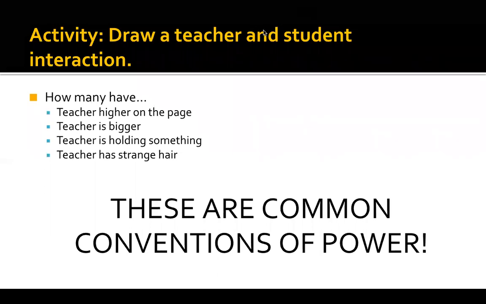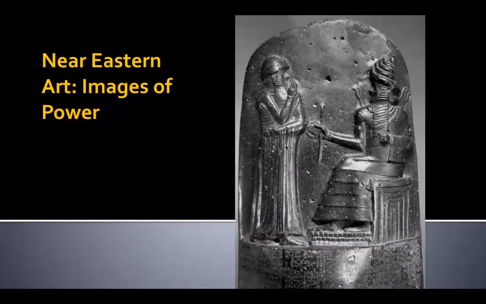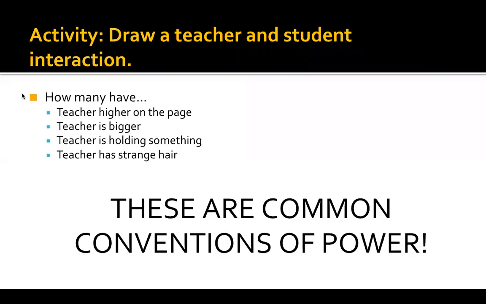These are conventions of power. They're conventions of power where we always see rulers bigger, right? Typically holding something, often higher on the page. And you think about the standard of the ruler being at the very top, and often they have funny hair, like plaited hair, or they're wearing a helmet. And so these are conventions of power that we see over and over again. Larger, bigger, more centralized, and so on.